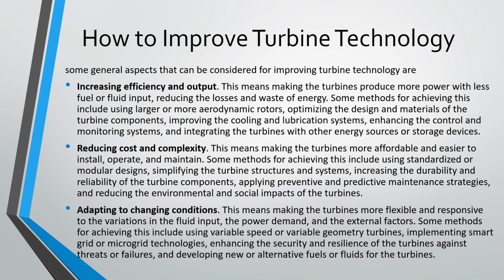Adapting to changing conditions. This means making the turbines more flexible and responsive to the variations in the fluid input, the power demand, and the external factors. Some methods for achieving this include using variable speed or variable geometry turbines, implementing smart grid or microgrid technologies, enhancing the security and resilience of the turbines against threats or failures, and developing new or alternative fuels or fluids for the turbines.